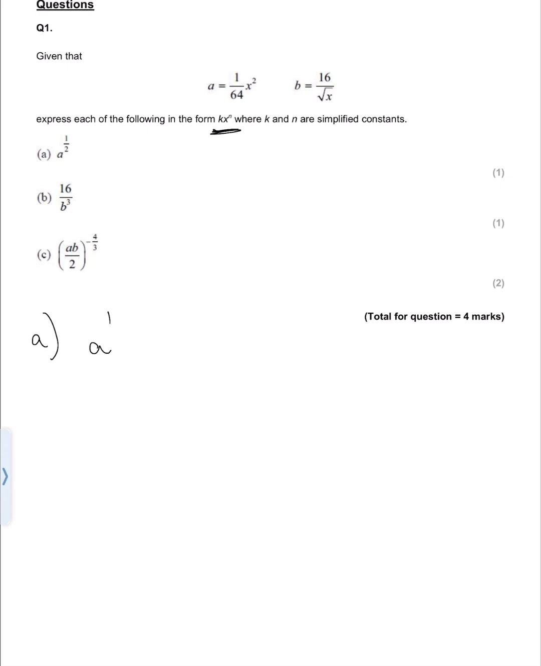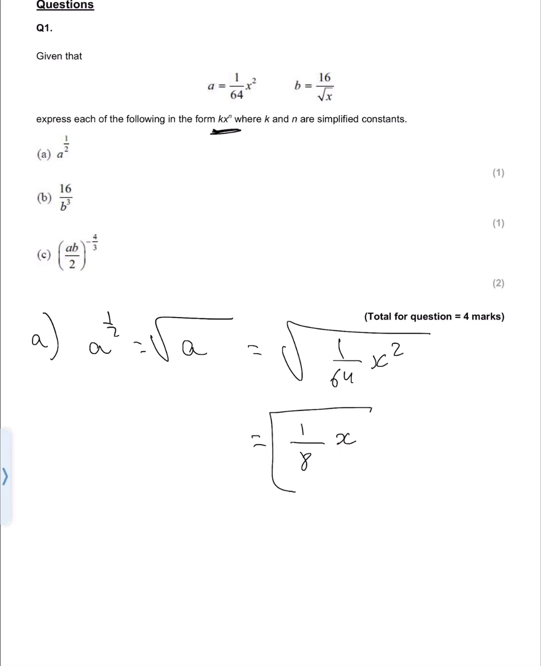We have a to the power half. This is the same as the square root of a. So it's the square root of 1 over 64x squared. The square root of 1 is 1, the square root of 64 is 8, and the square root of x squared is x. So the final answer is 1 over 8x. That one we cannot write as x over 8 because they want it in the form kx^n. So we have to show that k is 1 over 8.